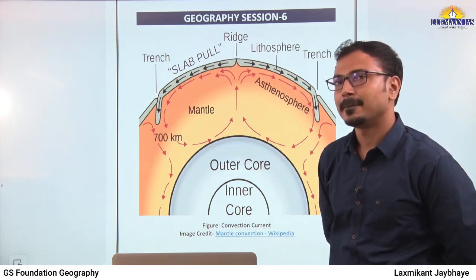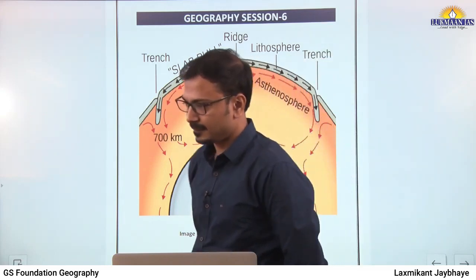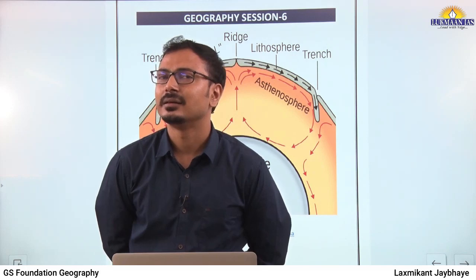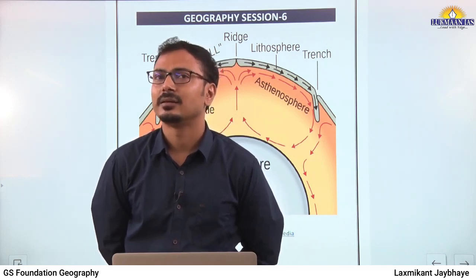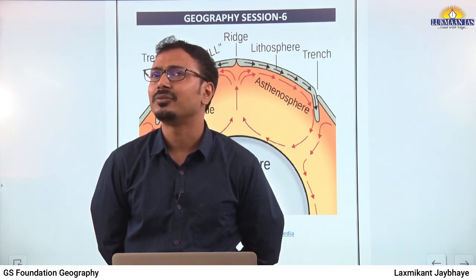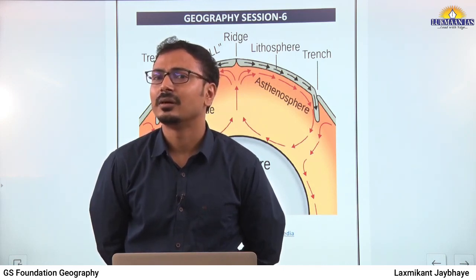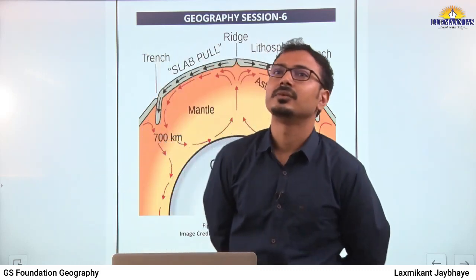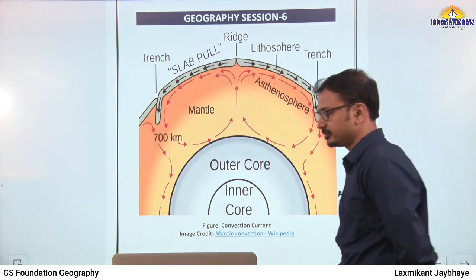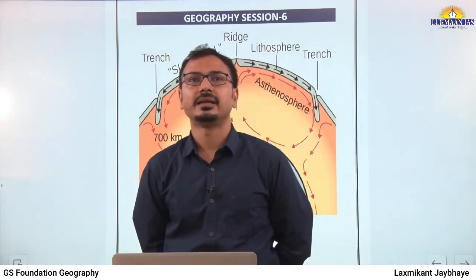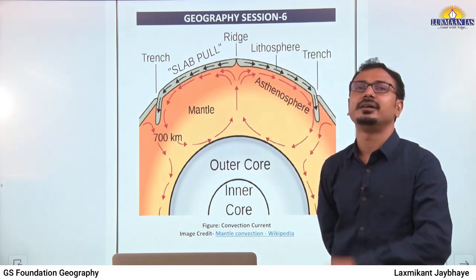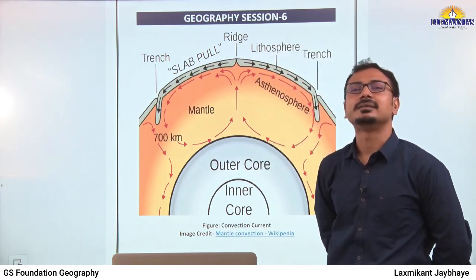So we can say that as time passes, the depth of the trench increases due to this current. As time passes, the depth of the trench will increase due to the convection current because the cycle is happening again and again. Yes, we can say that over the period basically the crust is getting consumed in the trench area.